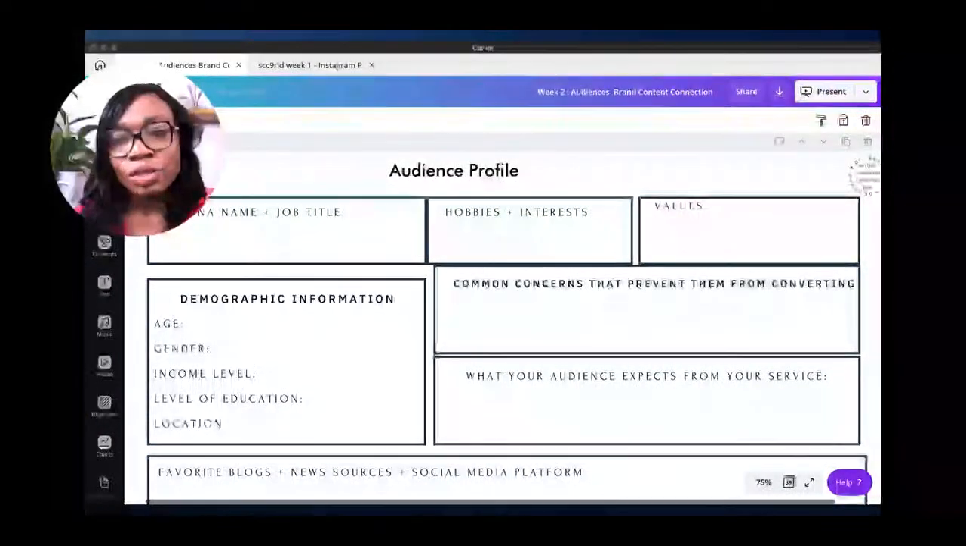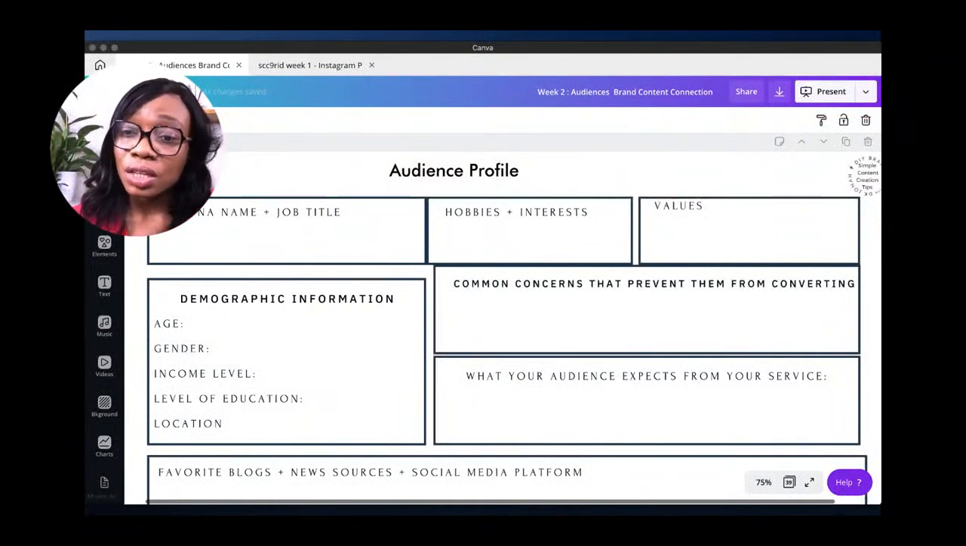Values, what does she value? Someone that values integrity. Does she want a quick win? Is she willing to buy followers? What are the things she's willing to do? I have to understand this.